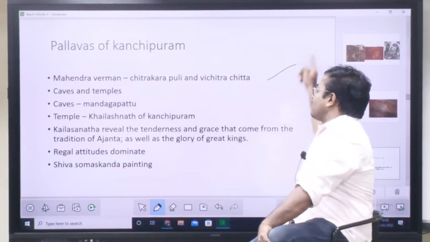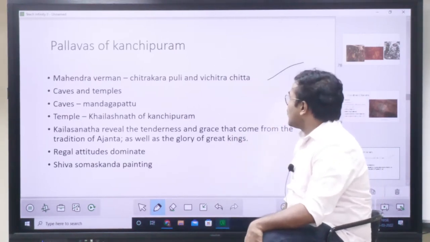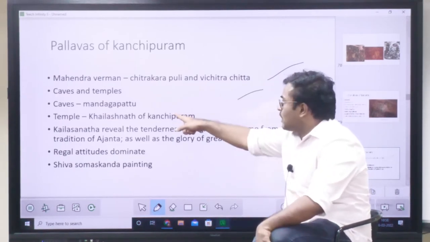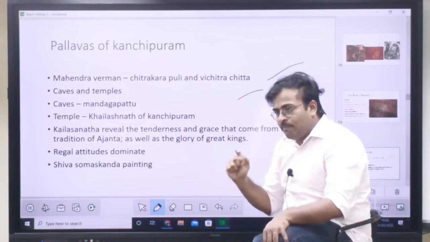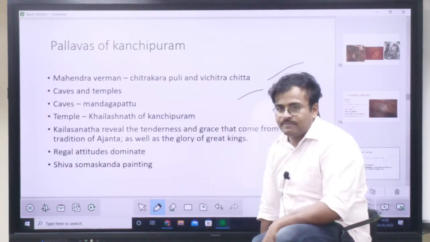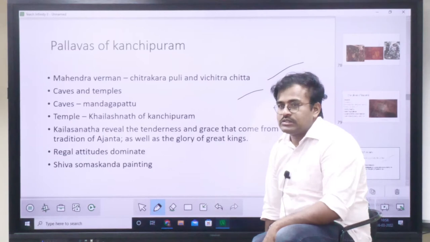First and foremost, Mahendra Varman is known as Chitrakara Puli and Vichitra Chitta. Caves and temples are painted, and the caves which are present at Mandagapattu. Mandagapattu is a place in Tamil Nadu. So there are caves. What are Pallava cave temples called? Cave temples of Pallavas are known as Mandapas.